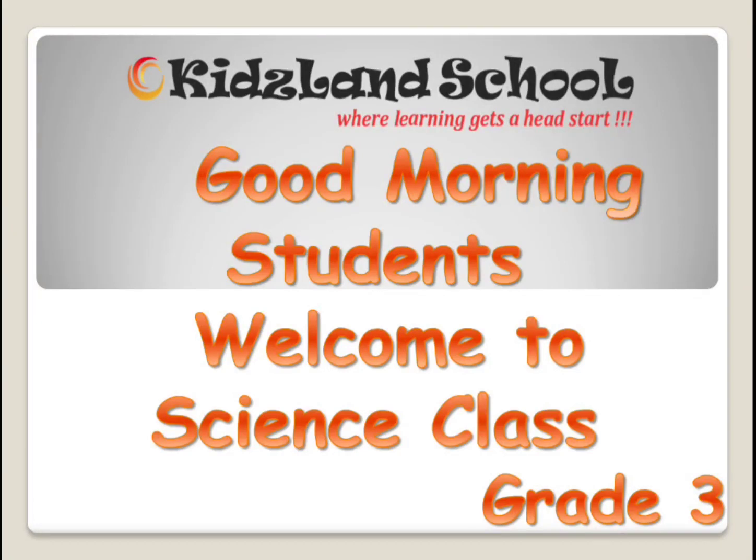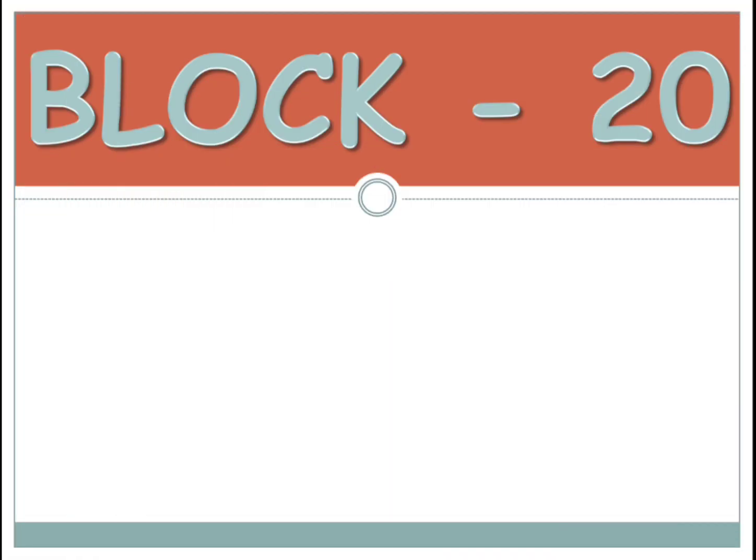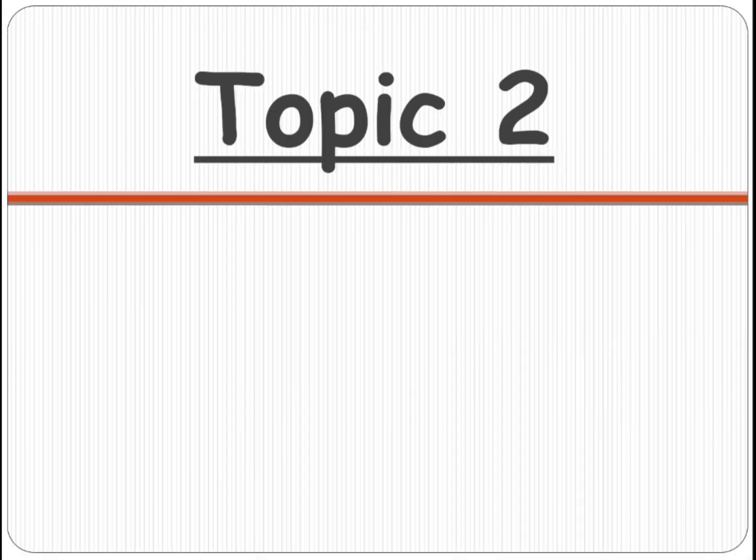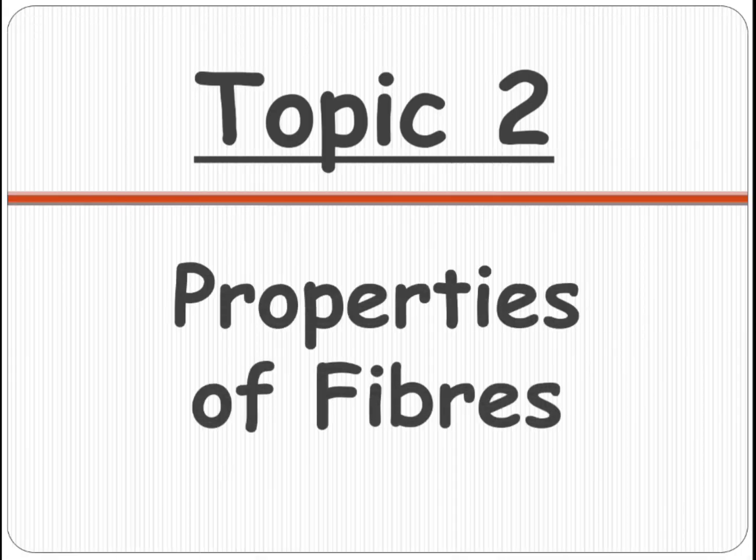So, in science, we are learning block 20, which is fibers. Yesterday, we learned what natural fibers and artificial fibers are. Today, we are going to learn the properties of fibers: two properties, that is, soaking of water and what happens when the fiber is burnt. Please open your science content book, children, and turn to page number 125.